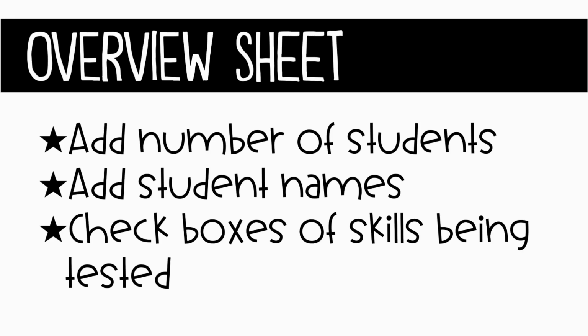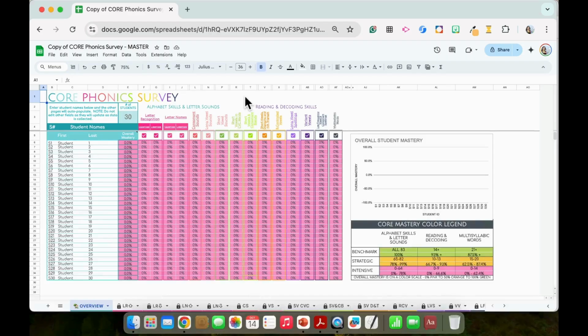Let's start with the Overview tab. Here, we'll enter the number of students we'll be testing in cell E3. And then, we're going to add their names. You'll notice along the side there are student ID numbers from S1 to S30. Each of these are linked to individual student tabs.